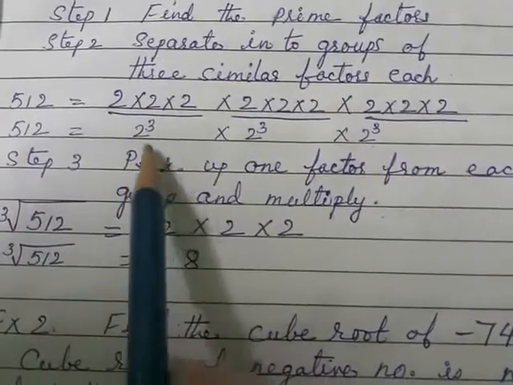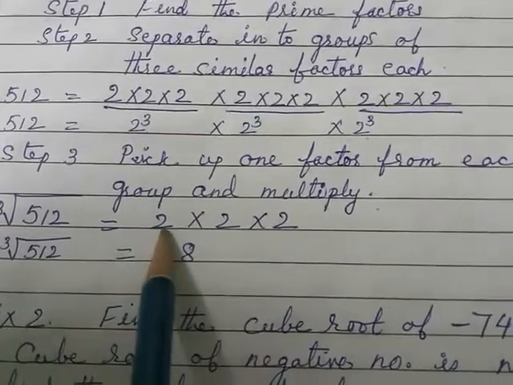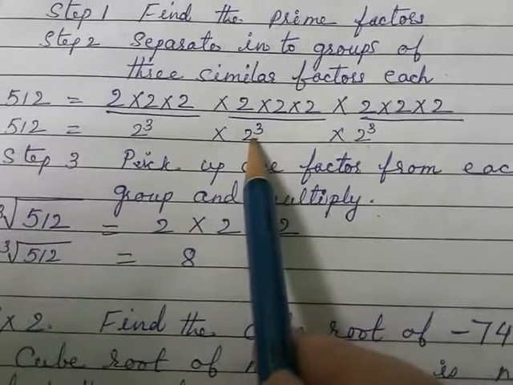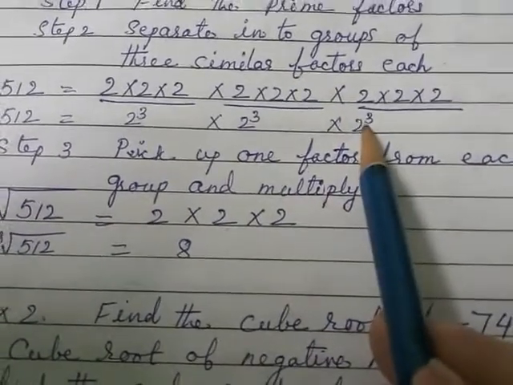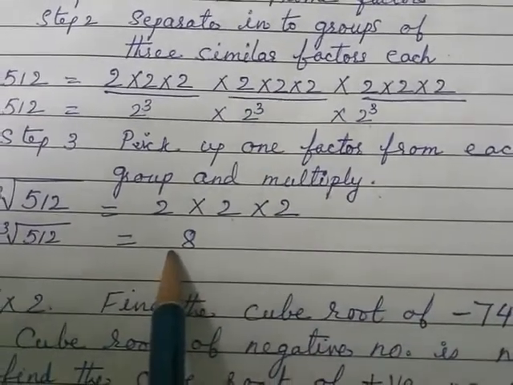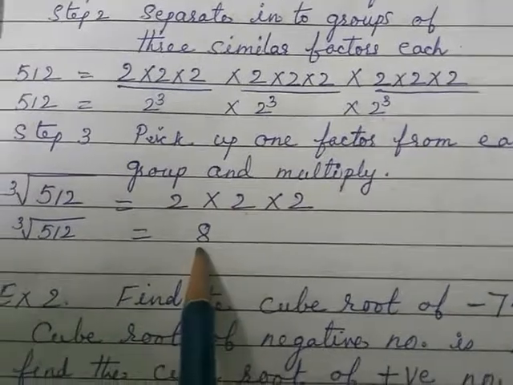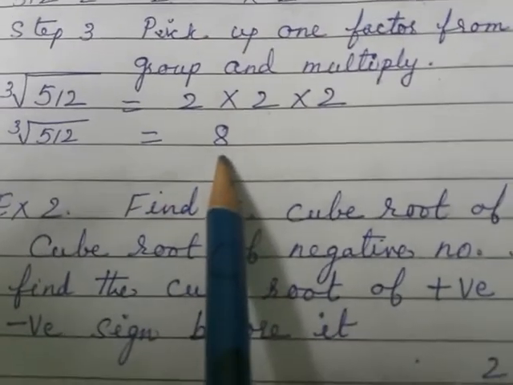Now, from one group, we will take one factor from this group, that is 2. From this group, we will take one factor, 2. And from this group also, we will take one factor, that is 2. And then we will multiply them, and that will be the cube root of that number. So, the cube root of 512 is equal to 8.